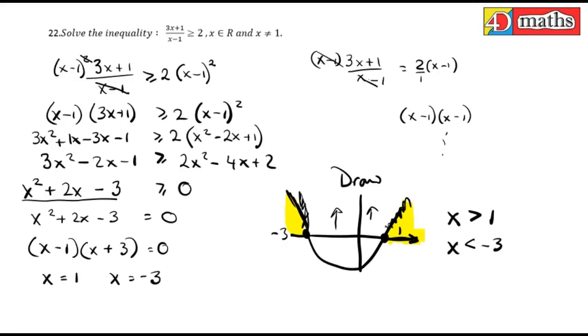And just to explain something else more, if you put any value greater than 1 into this, this will be true. If you put any value less than minus 3 into this, this will be true. And if you put any value between minus 3 and 1 into this, it wouldn't be true. So these are the values that would work for this inequality.